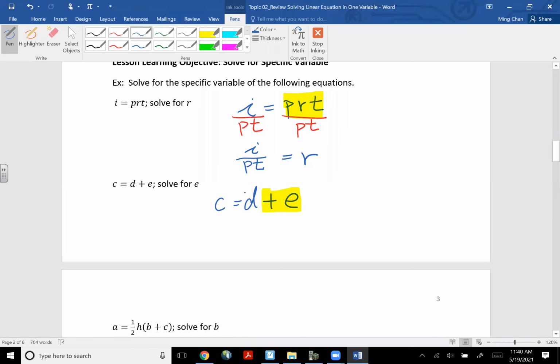So all I have to do is move the D over. My coefficient is already one, so when I divide every term by one, it's still going to be the same answer. So my answer will simply be E equal to C, positive D comes over, becomes negative. E equal to C minus D. That's all I do.